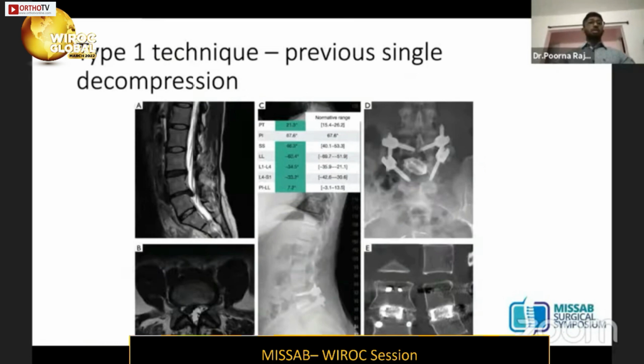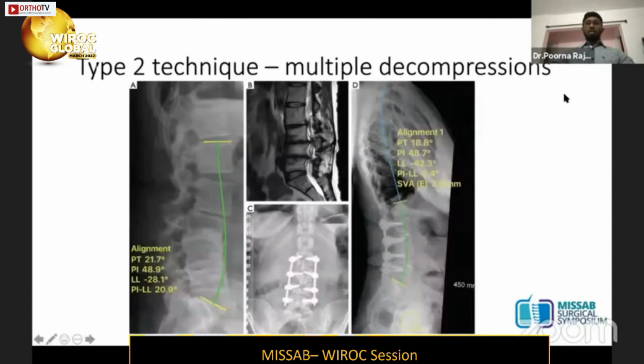And these are the representative cases which they have given in their journal. So this is a type 1 technique followed for an L4-5 level already decompressed, now with a right-sided disc. I don't know how many of our panelists will agree to this kind of management, but still here the sagittal profile is maintained and they have done an MIS TLIF. You can see it. And this is a type 1 technique where previous single level decompression was done. Now multiple decompressions have been done, you can see over here, and there is a kyphotic alignment of the lumbar spine rather than a good lordosis.